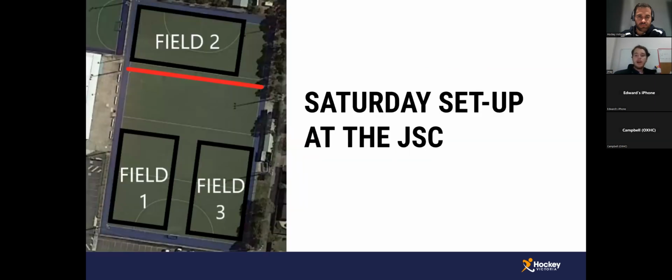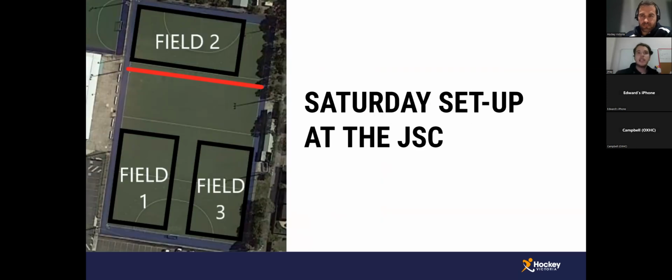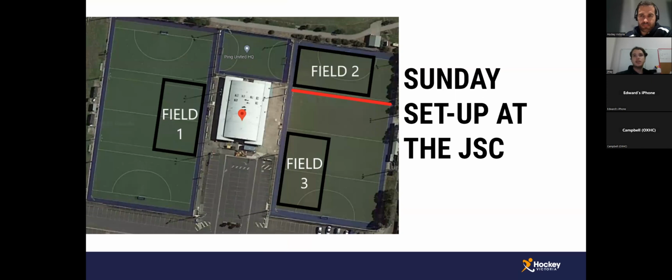This is what we'll be looking like at the JC event in itself. So this is at Footscray with just the way the fields are set up. The red line will be a fence, netting I should say, just to prevent any balls that do end up going over the boards from ending up on an opposite field, as well as stopping a bit of running and chasing of the ball. I should say this will be our Saturday setup, and then this will be the Sunday.